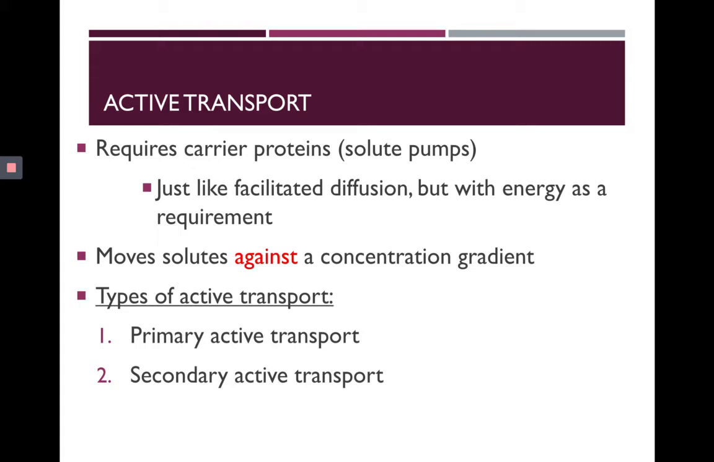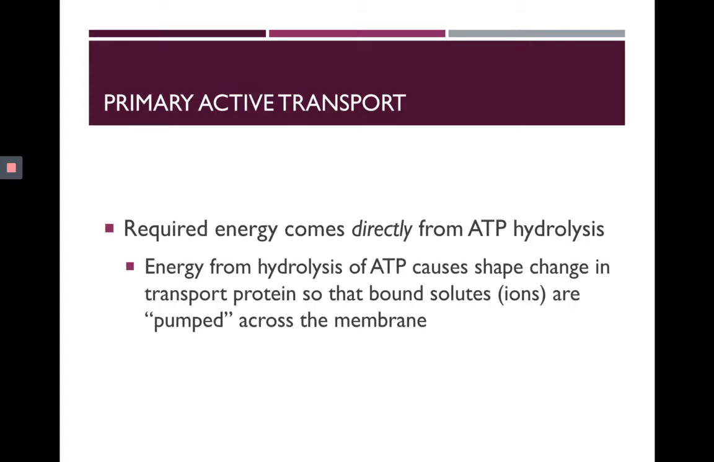The types of active transport, so we'll look at that first before we look at vesicular transport, are primary and secondary active transport. Primary active transport is pretty simple. We're going to move things from an area of low concentration all the way to an area of high concentration using ATP, or the breakdown of ATP, which is called ATP hydrolysis, to power this process.